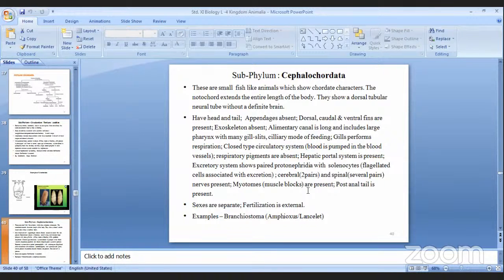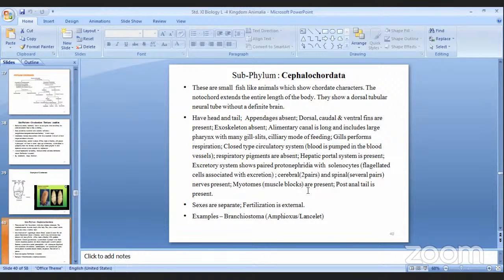There it was an open type of circulatory system. Students, here it is closed type of circulatory system, and I've told you what is open type and what is closed type. Then respiratory pigments are absent. Hepatic indicates liver. Hepatic portal system is present. Then the excretory system shows paired protonephridia with solenocytes. And what are these solenocytes? These are flagellated cells which are associated with excretion.